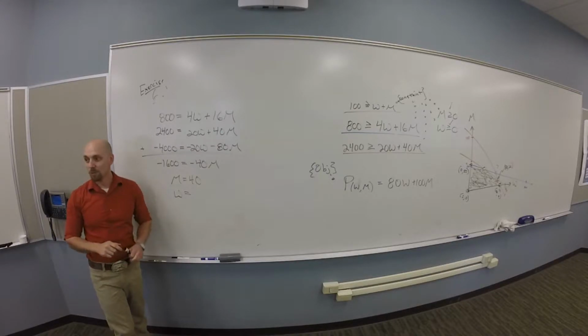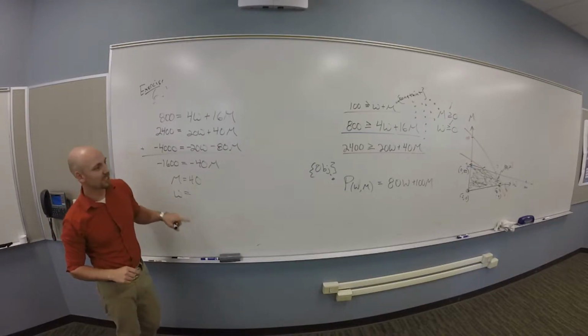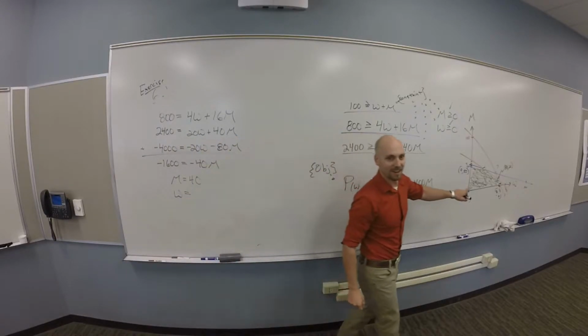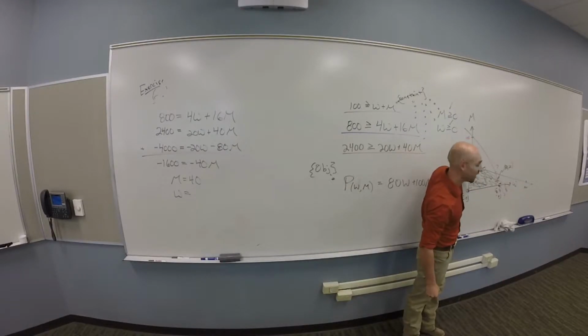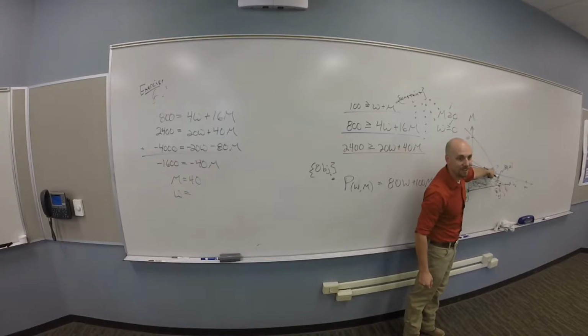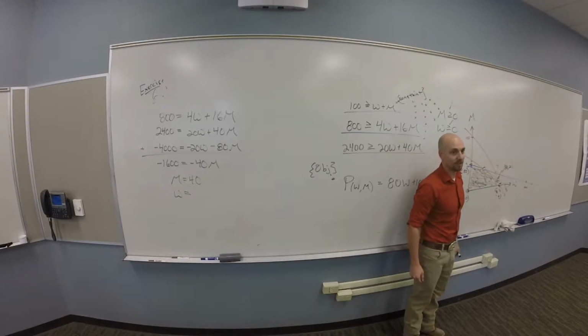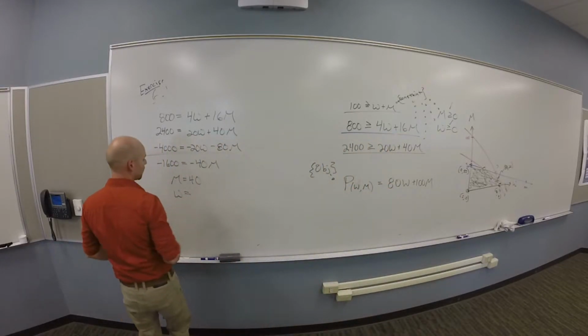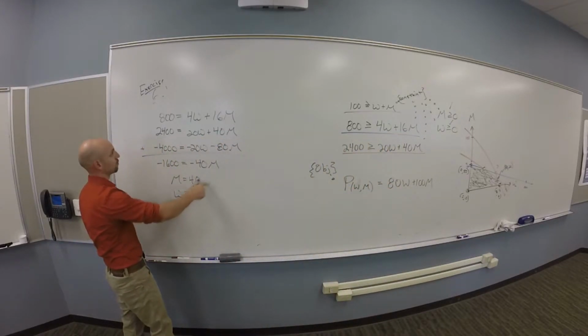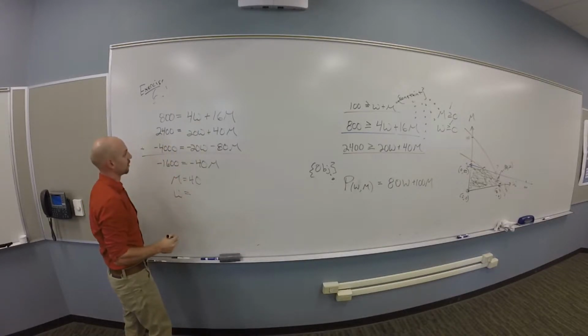M is 40, that's here. W should also be 40. That's up here, on that acreage line. But at that point I don't have enough hours or seed to plant all the acreage. You guys see that? So this vertex happens when M is 40 and W is, plug it back in up here, W is 40.